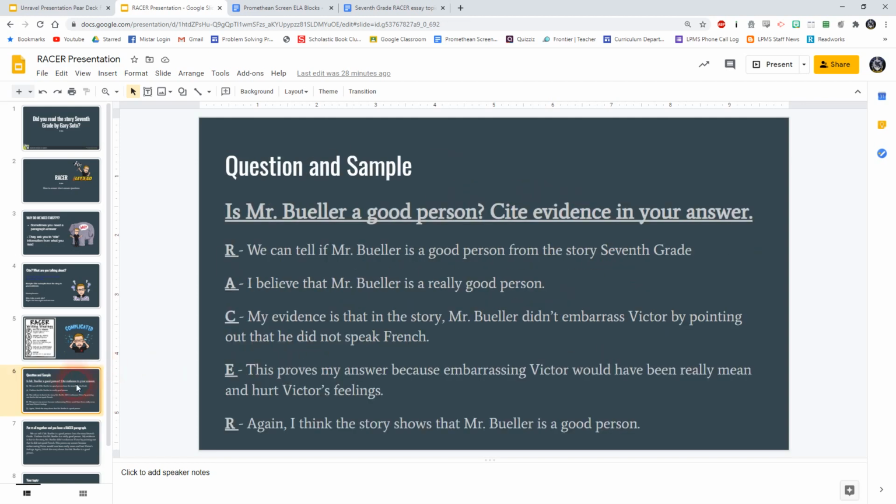This paragraph, or even if you write it like this with the letters, would earn you 100% for 6th grade writing on a question like this. It would pass the M-STEP test for 6th grade, which we have to do in April. It will pass you in 6th grade for this type of question, and it is a lot better. Now, the two phrases to remember are, my evidence is, and this proves my answer because, and then you explain it.